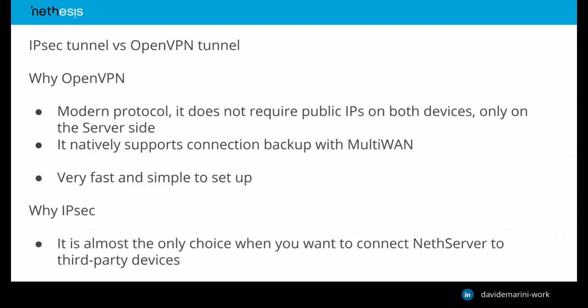We finish by going to explain which type of VPN to use depending on the case. So why use OpenVPN? OpenVPN is a modern protocol. It works very well through multiple NATs and doesn't require a public IP address except for the server side. OpenVPN natively supports connection backup and switches automatically to the next connection if the preceding one is not working. OpenVPN implementation allows us to create a connection quickly and easily.